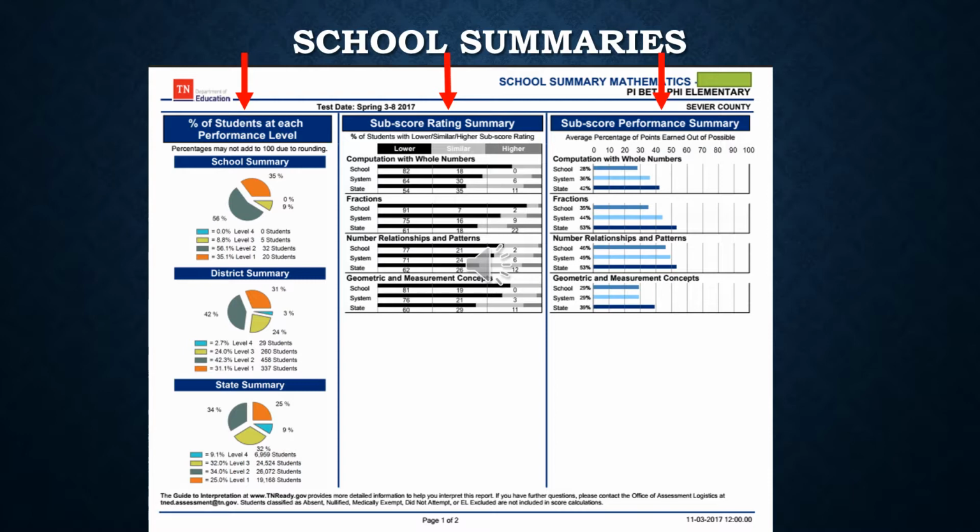The numbers for the school and the state are there for comparison as well. The third column shows the average percentage of points earned in each subcategory. In computation with whole numbers, our school got around 28% of the possible points, while the state averaged 42% of the possible points.